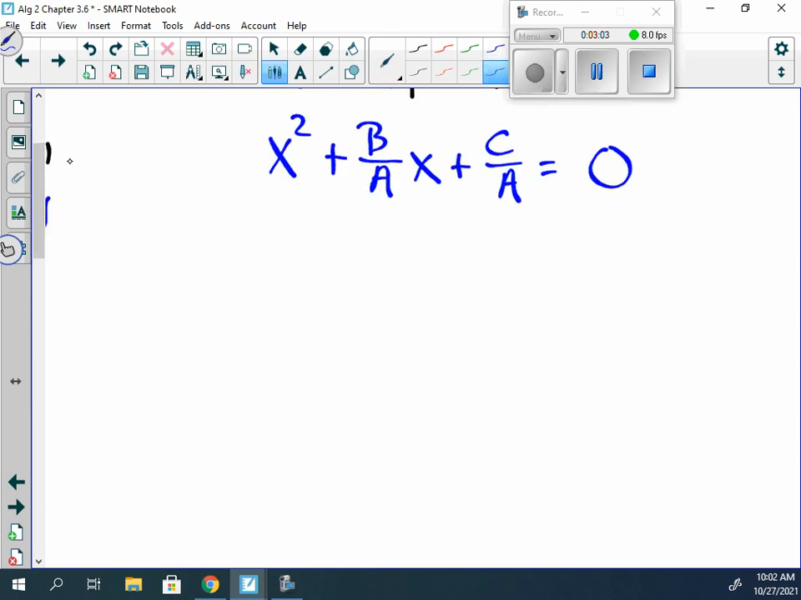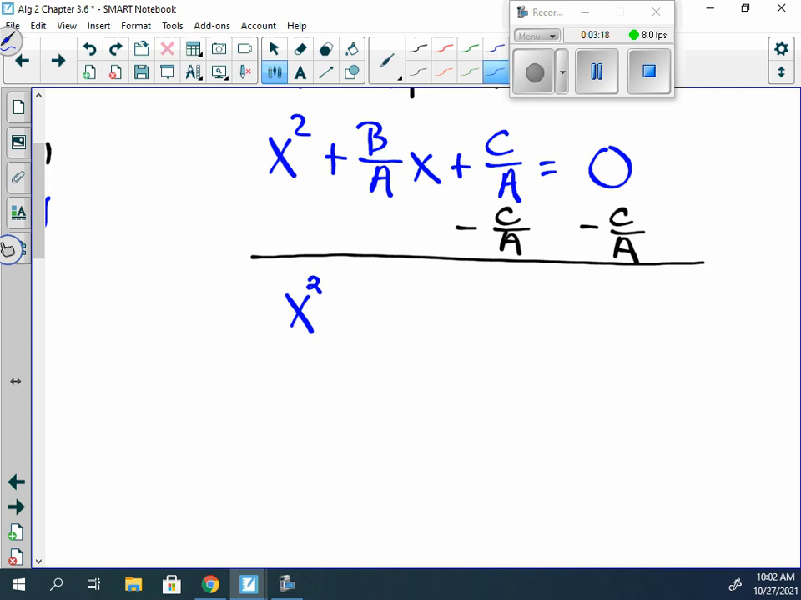Now our next step was to get the variables on one side and the constant terms on the other. It's c divided by a. C and a are just 2 real numbers, so it's just a constant term. So what that leaves us with is x squared plus b divided by a x plus blank is equal to negative c over a plus blank.